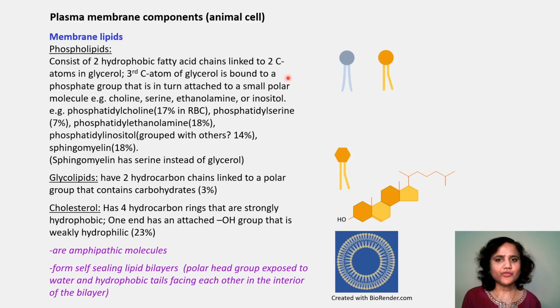Phospholipids consist of two hydrophobic fatty acid chains which are linked to two carbon atoms in a glycerol moiety, and the third carbon atom of the glycerol is bound to a phosphate group which is negatively charged, and it is in turn attached to a small polar molecule such as choline, serine, ethanolamine, or inositol to form phospholipids: phosphatidylcholine, phosphatidylserine, phosphatidylethanolamine, phosphatidylinositol, and sphingomyelin. Sphingomyelin has got serine instead of glycerol. Glycolipids, on the other hand, have the two hydrocarbon chains linked to a polar group that contains carbohydrates.